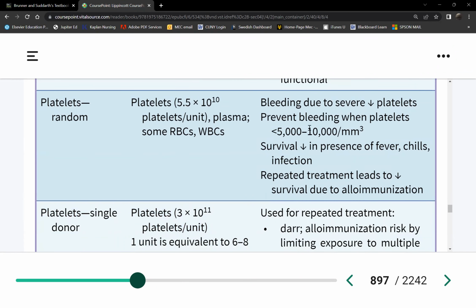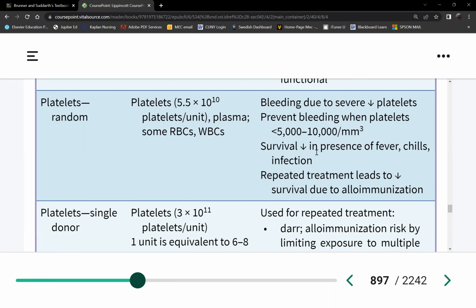For platelets, look at the indication. When platelets are below 5, what's the normal platelet count? 150 to 400,000. How come they rate so low? Why now? Less than 150,000 is already low, correct? Yes. Why do we wait until the platelets drop?